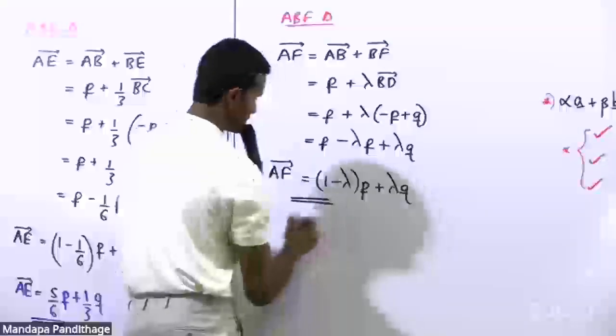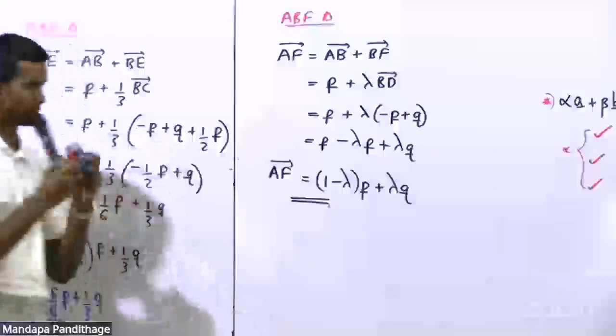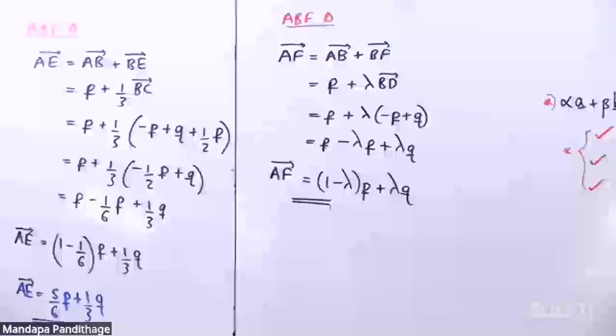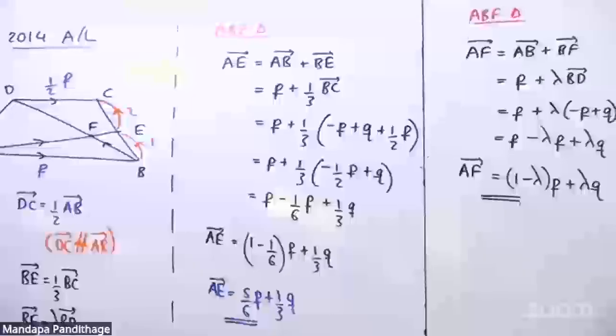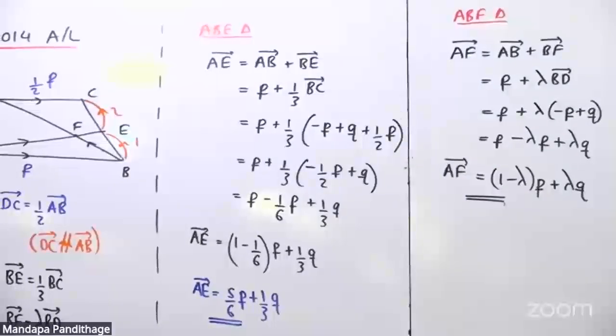Both are given answers. So there are two errors in the question you need to make. One is that the second line, BC such that BE is equal to 1/3 BC, because they are referring to the point E. And the fourth line, the final one, it should be AF equals 1 minus lambda P plus lambda Q.